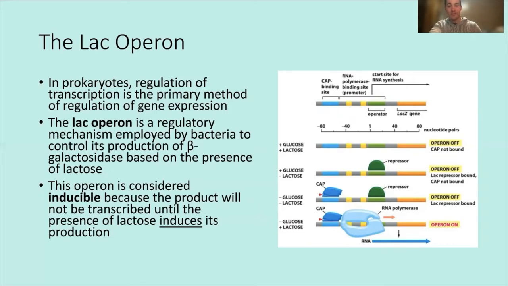The Lac Operon is a regulatory mechanism employed by bacteria to control its production of an enzyme called beta-galactosidase, and that's based on the presence of lactose. We say that the Lac Operon is considered inducible because the product will not be transcribed until the presence of lactose induces its production. Operons can be either inducible or repressible. Inducible means the default state is off, and we have to induce it to turn it on.